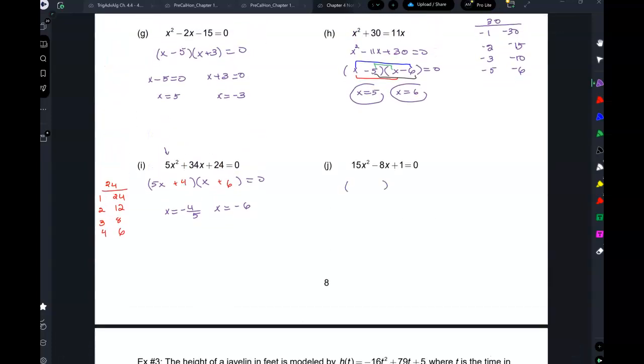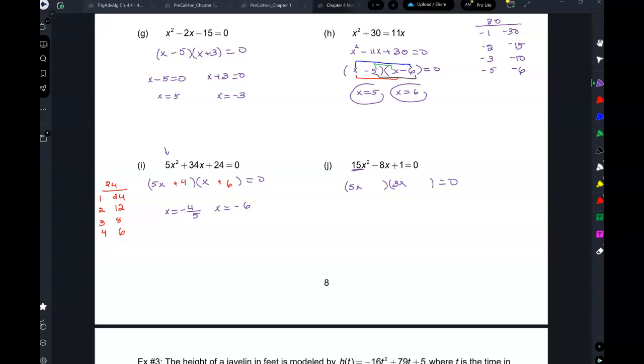So here we go. Now this one, you have a 15 here, right? So we have some options. It's either going to be 5 and 3 or 15 and 1, right? So how do you know which one? So let me tell you, if these other numbers are all small, chances are you're going to go with the smaller numbers, right? So why don't we try 5x and 3x?